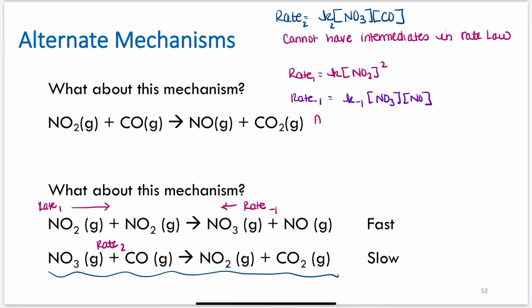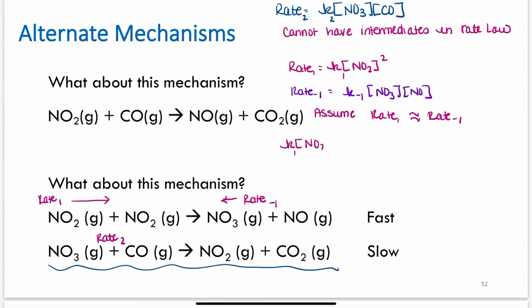But I'm going to assume that rate 1 is approximately the same as rate minus 1, the reverse reaction. It's a fast reaction. I'm going to assume that it's going to happen at approximately the same rate, which would allow me to say that K1 NO2 squared is equal to K minus 1 NO3 concentration, NO concentration. I'm then going to rearrange this equation to solve for NO3.